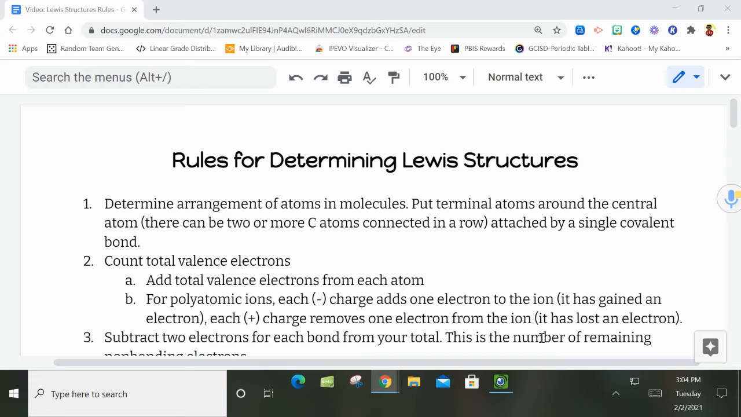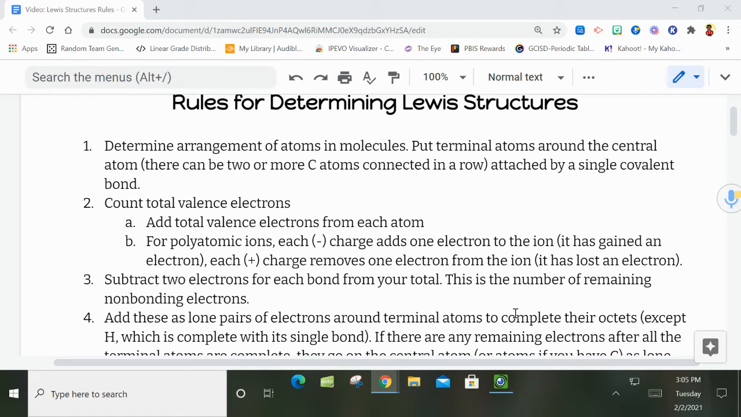So if it had a -2 charge, then after you counted the valence electrons around the atoms that make up the polyatomic ion, you'll just add 2. And if it was, let's say, a +2, you would do the opposite. You would subtract. You're going to subtract 2 electrons for each bond from your total.